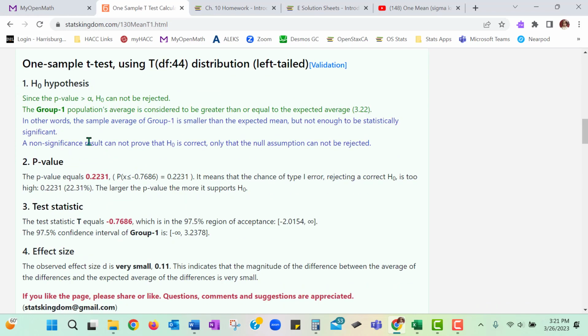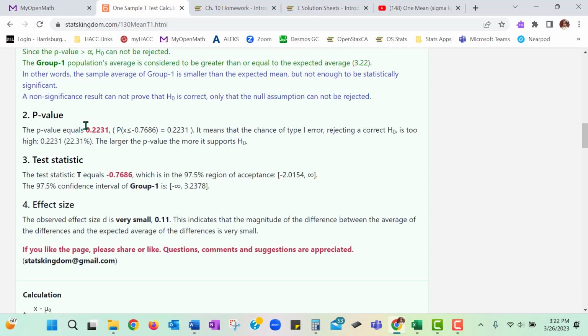All right. And it gives us the last thing we're supposed to determine first. It actually gives us the punchline first. So our p-value, it says, is greater than alpha, therefore H naught cannot be rejected. So let's see what the p-value was. Okay, here it is. So it's kind of big in some ways, 0.2231.